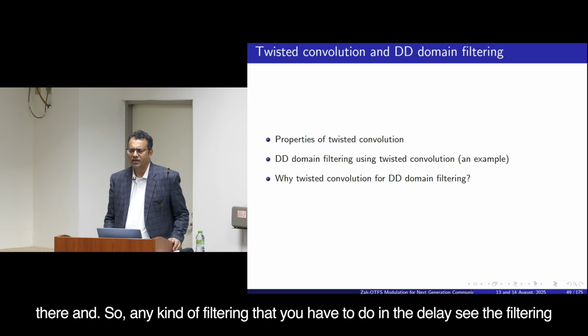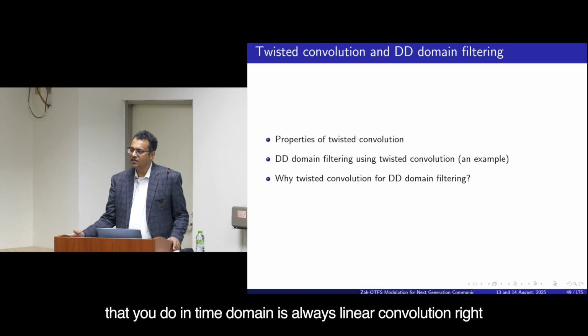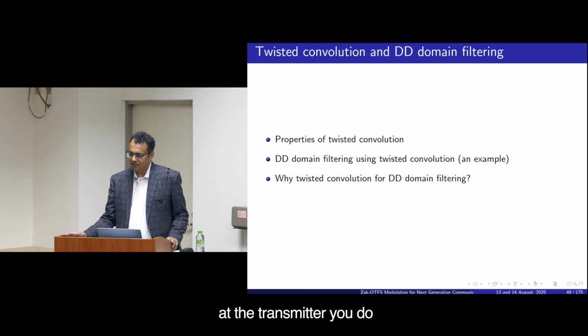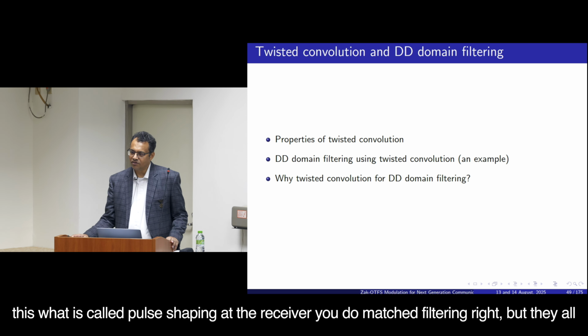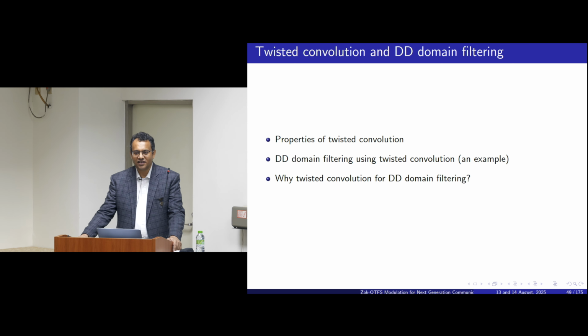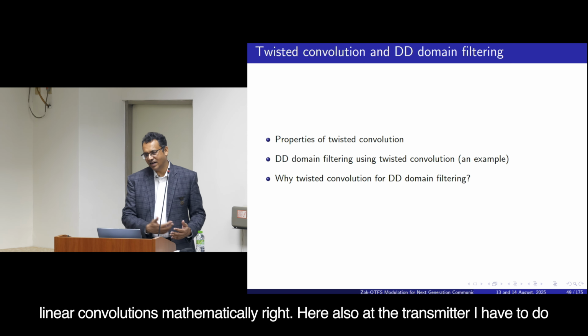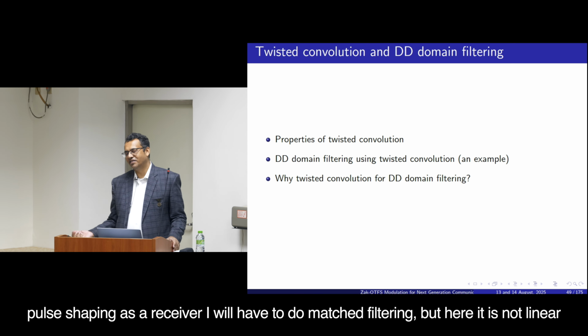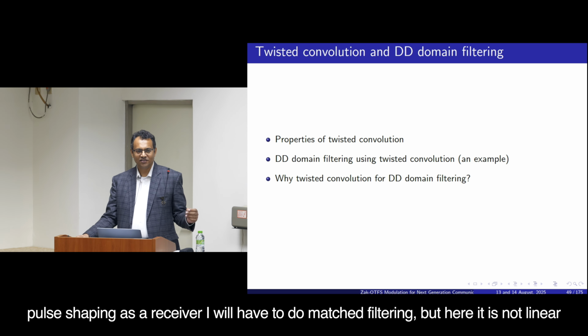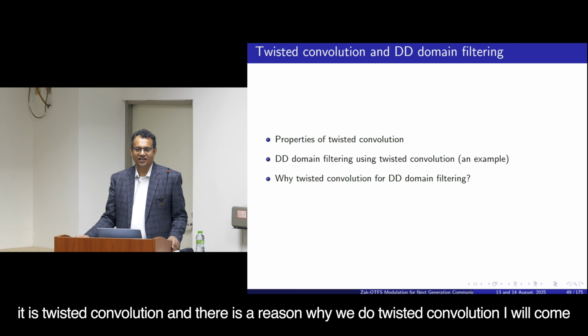And so, any kind of filtering that you have to do in the delay, the filtering that you do in time domain is always linear convolution, right. At the transmitter you do what is called pulse shaping, at the receiver you do matched filtering, but they are all linear convolutions mathematically, right. Here also at the transmitter I have to do pulse shaping, at the receiver I will have to do matched filtering, but here it is not linear, it is twisted convolution. And there is a reason why we do twisted convolution, I will come to that.